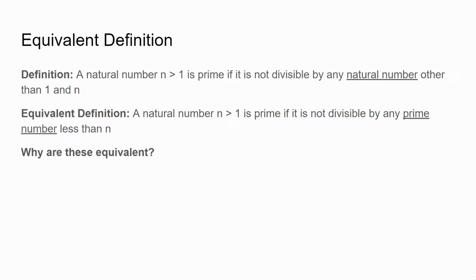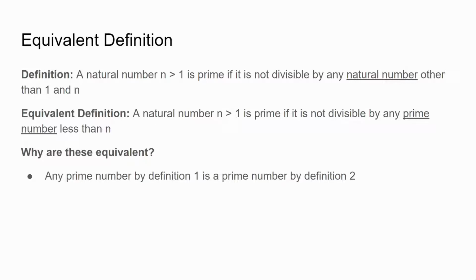Now you may be asking, why are these two definitions equivalent? Well, here's why. Any prime number by definition 1 is a prime number by definition 2. Because if a natural number is not divisible by any natural number other than 1 and n, then of course it won't be divisible by any prime number less than n, because these prime numbers are a subset of natural numbers other than 1 and n.